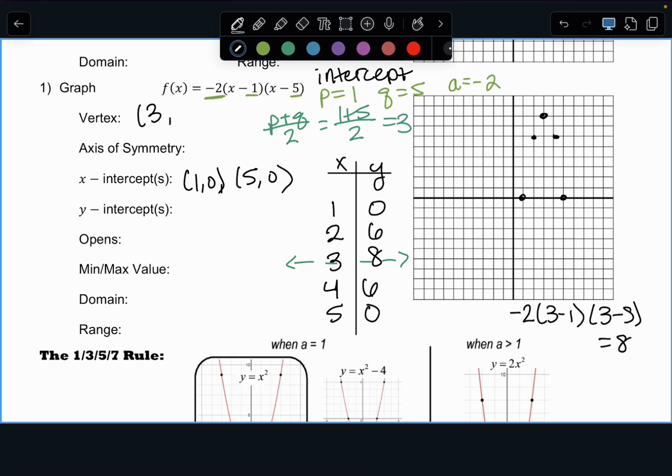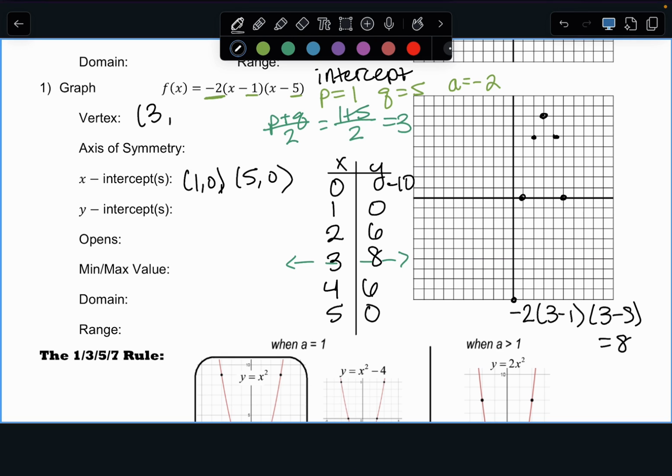What should I plug in for x to find my y-intercept? 0. Okay, I plug in 0. 0 minus 1 is -1. Times -2 is +2. 0 minus 5 is -5. -5 times +2 gets me -10. Perfect. -10. Again, if you need to just put that straight into the calculator, that's fine. If you want to do it in your head, that's fine.